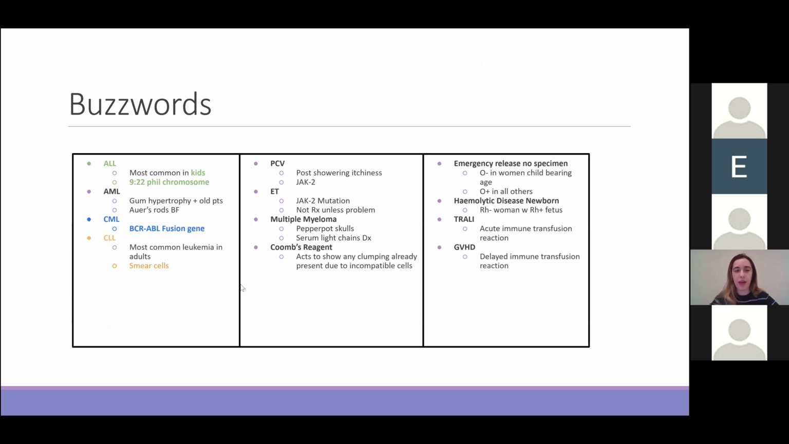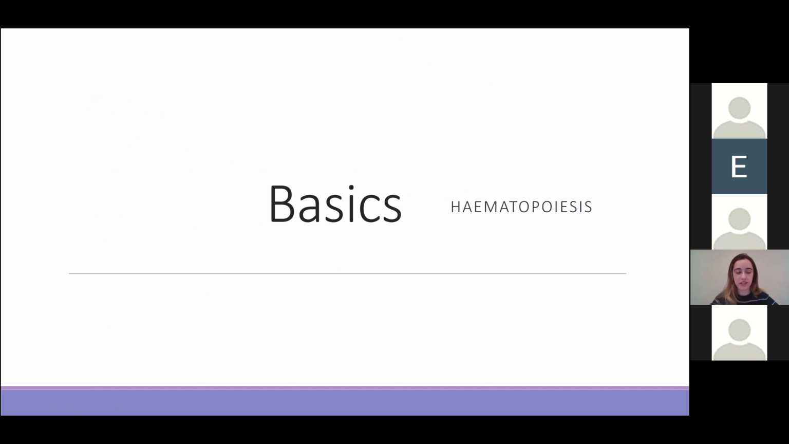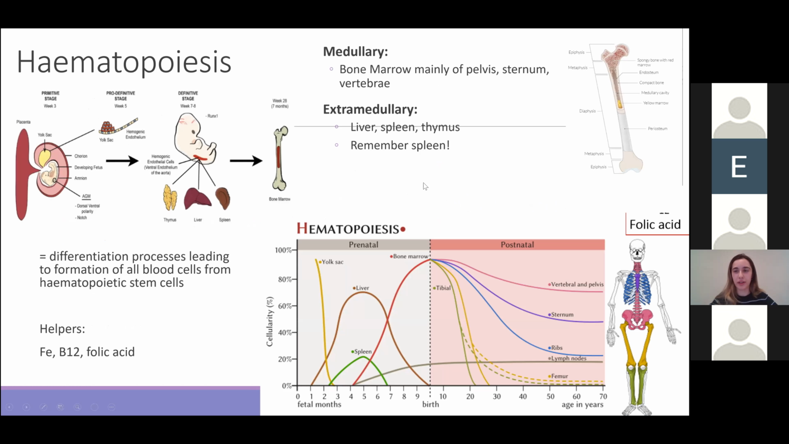These are just some buzzwords, but we won't worry about that. That's just in there if required. So let's just start with the basics. And I'll go relatively quickly through this.